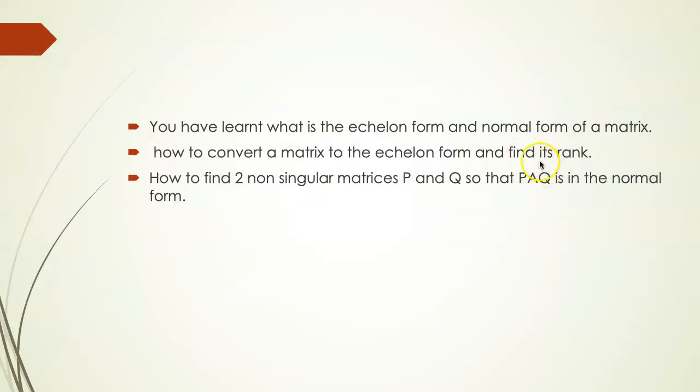So we have learned what the echelon form and normal form of a matrix are, how to convert a matrix to the echelon form and find its rank, and how to find two non-singular matrices P and Q so that PAQ is in the normal form.